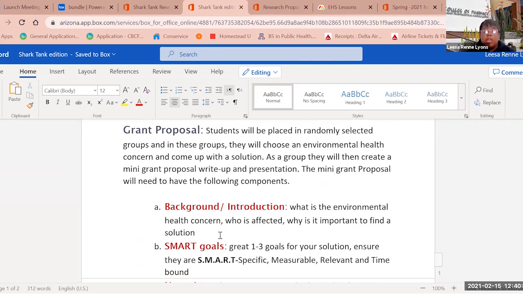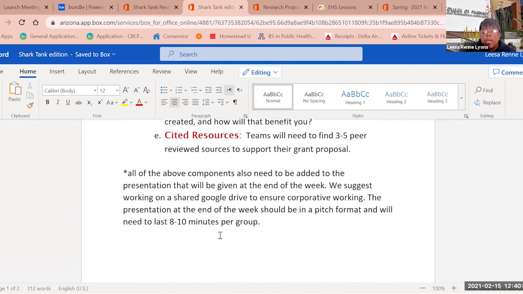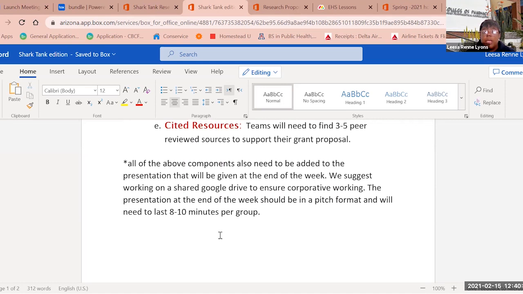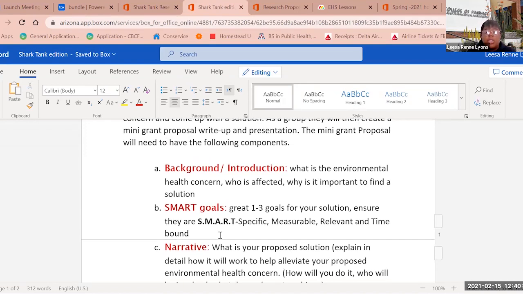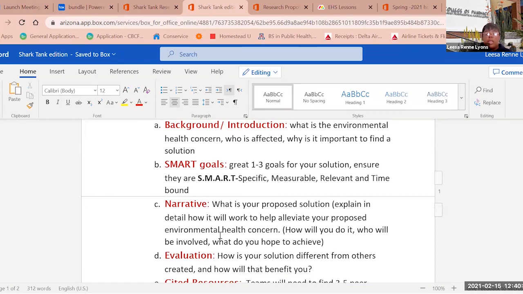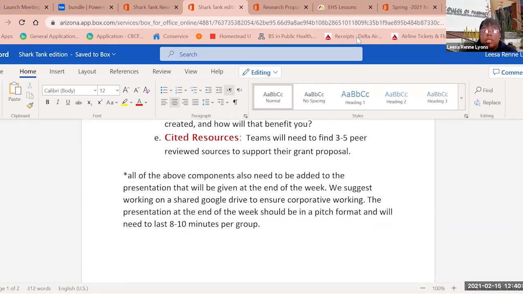And then these are all the components of the grant proposal that we expected of students. The pitch is something that the students also had to give. It was just these components in a presentation format in which they told us exactly what their proposal was, why we should be interested in it, how it would affect us, and their solution to it. We gave them about 8 to 10 minutes to do that.